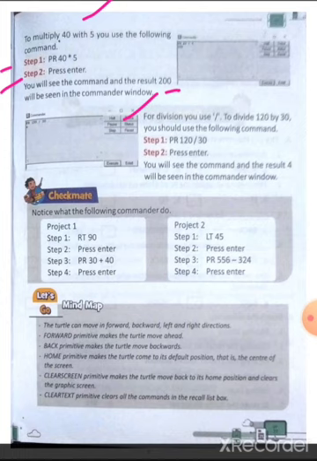Similarly, for division, you use slash. To divide 120 by 30, you should use the following command. Step 1, PR 120 slash 30. Step 2, press enter and again you will see the command, and the result 4 will be seen in the command window.